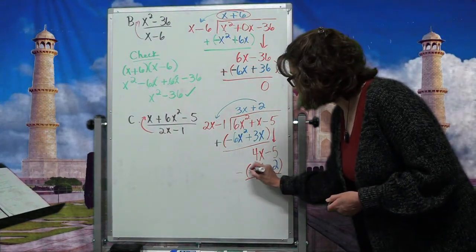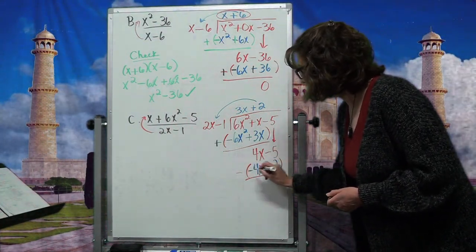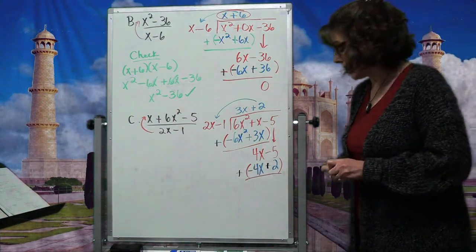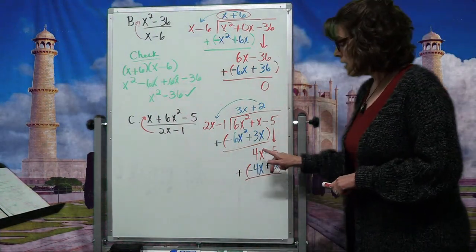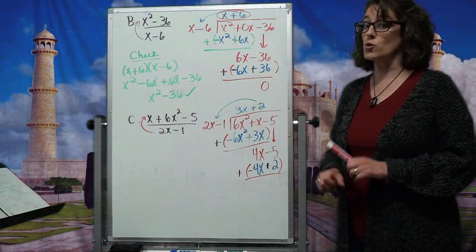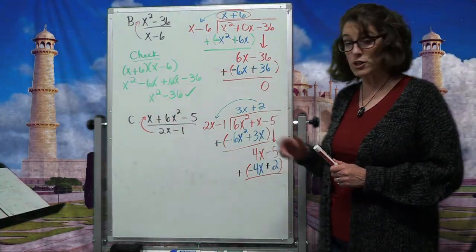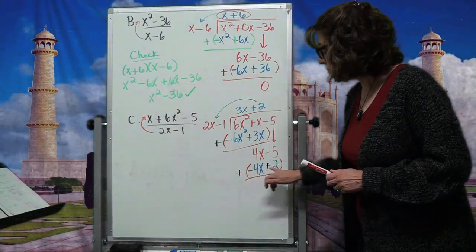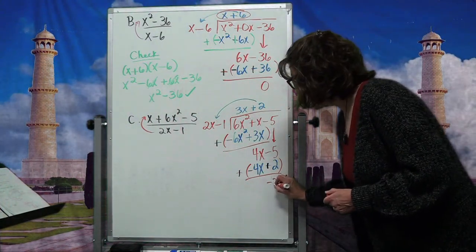So I'm going to distribute that negative through here, distribute it through here, changing it to an addition problem, and now I'm ready to combine those like terms. 4x plus negative 4x cancels. Good. I wanted that to happen. That's why I chose that too. And negative 5 plus 2 will give me a negative 3.